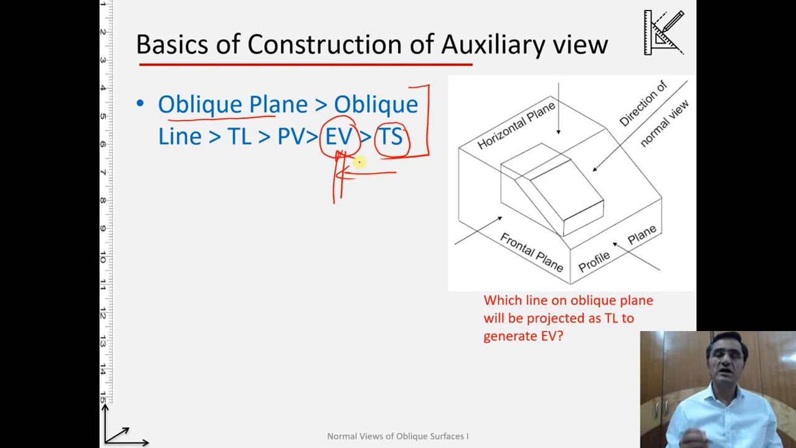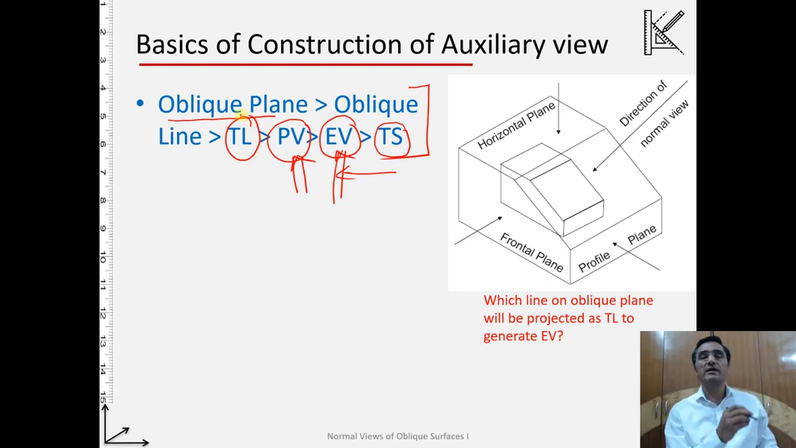How to generate the edge view? The edge view can be generated using the point view of a line which is known to us as the true line. What is the meaning of this? There is a plane. There is a line on this plane, and somehow this line is known to us, and this line is being projected, say, on the frontal as the true length. Now I can generate the point view of this line.